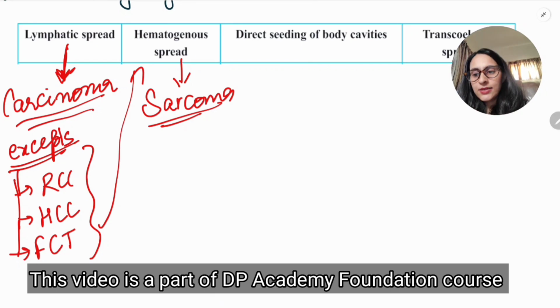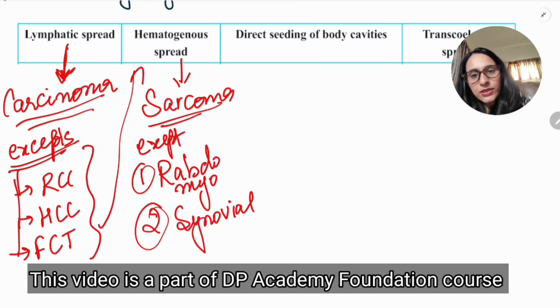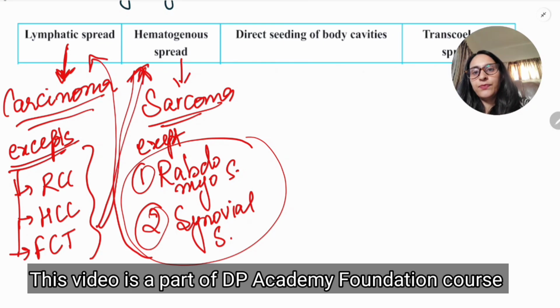All the sarcomas take the hematogenous spread, that is, via the blood. But we have two exceptions. The first one is rhabdomyosarcoma, which is a muscle sarcoma, and the second one is synovial sarcoma. Both of these are sarcomas. All the sarcomas take the hematogenous spread, but these two, rhabdomyosarcoma and synovial sarcoma, take the lymphatic spread. So this is vice versa.